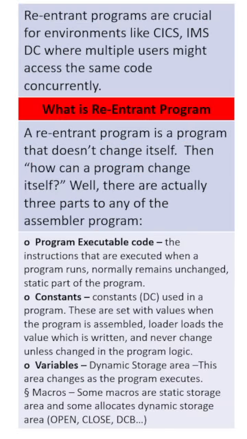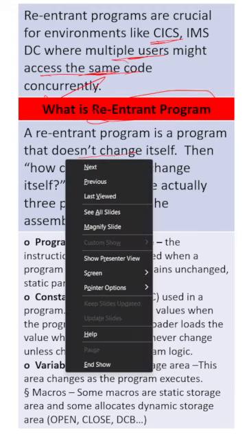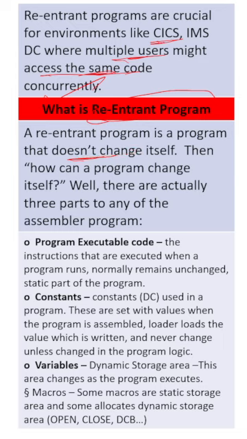The re-entrant programming concept is crucial mainly for CICS and IMS TM, where multiple users might access the same code concurrently. And what is a re-entrant program? It is a program which doesn't change itself when multiple users are accessing it. Okay, so how can a program be coded?